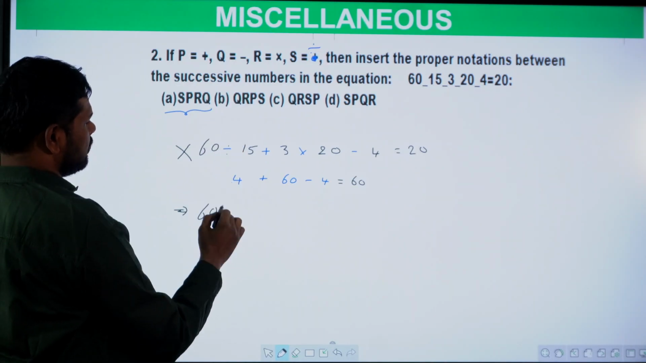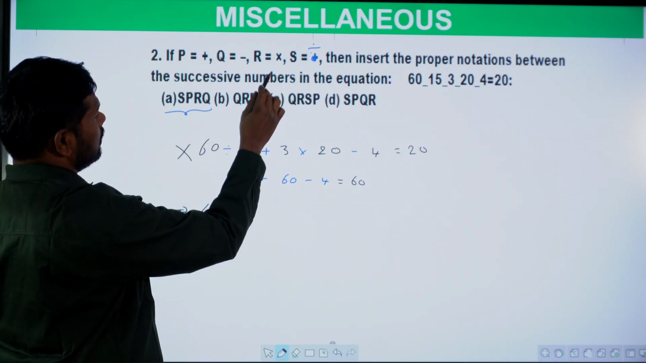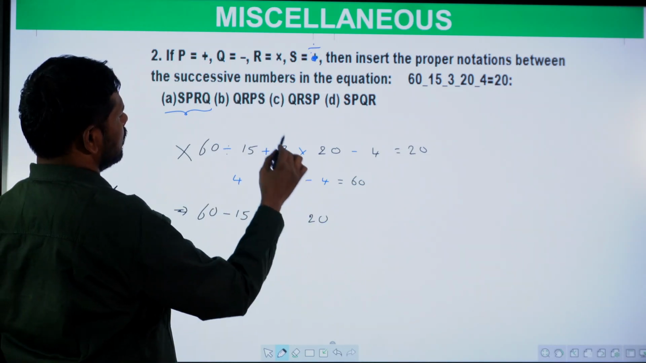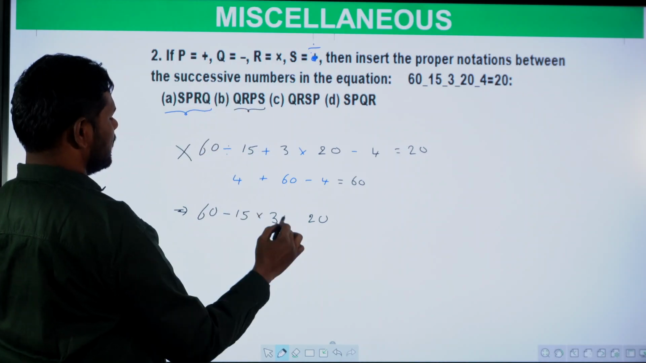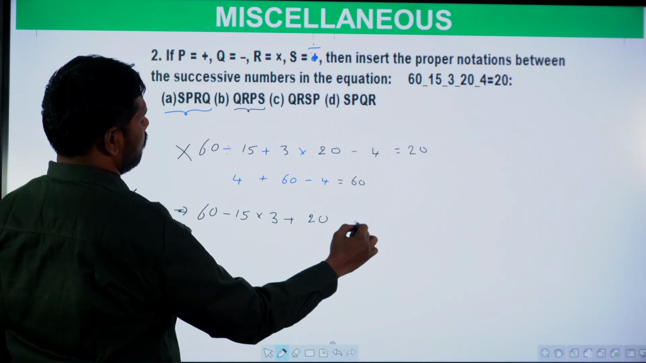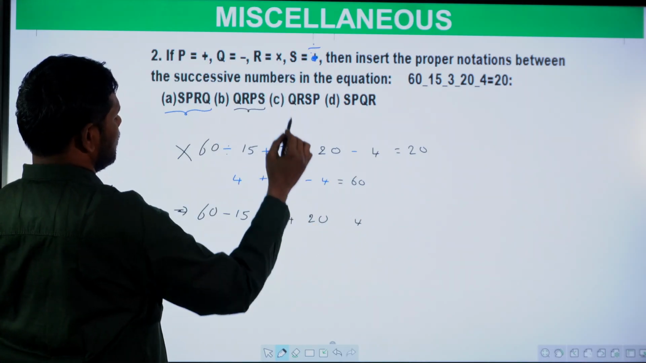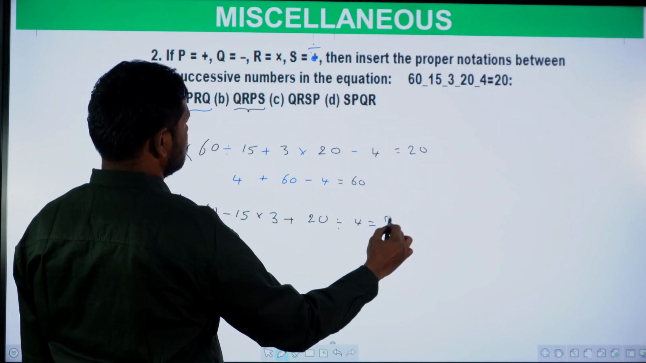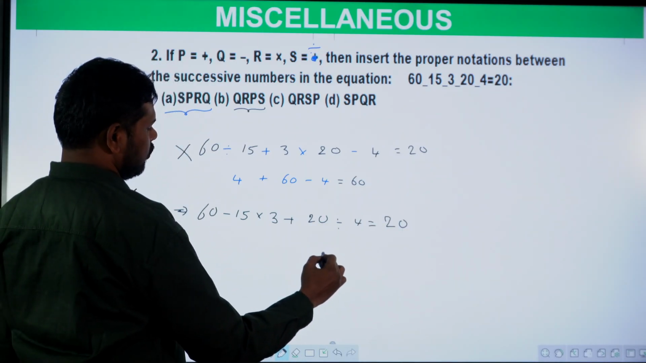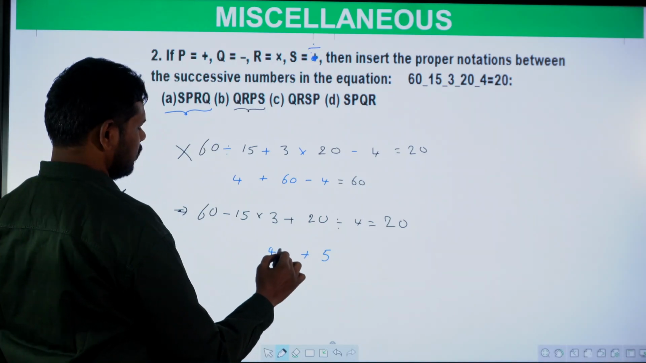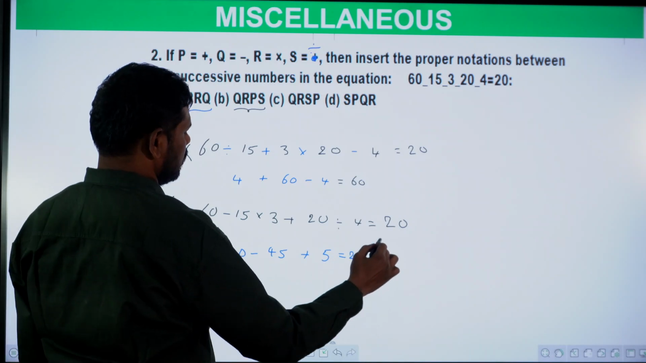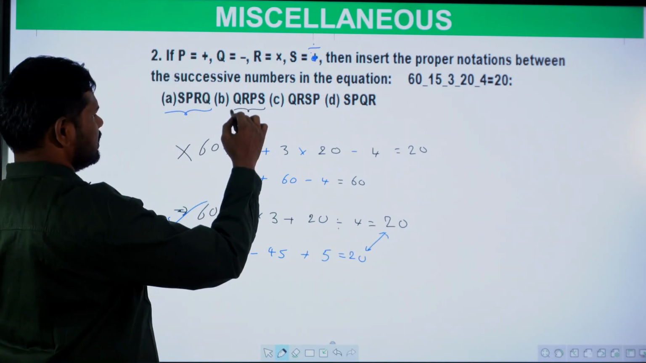60, Q means minus 15, then R means into 3, then P means plus 20, then next S means divided by 4 equals 20. Suppose that is the equation. First you go for the divide: 20 divided by 4 means 5, plus 15 into 3, 45. Here 60 minus 45, 15 plus 5, 20. So we get that 20. That's why option B is the correct answer.